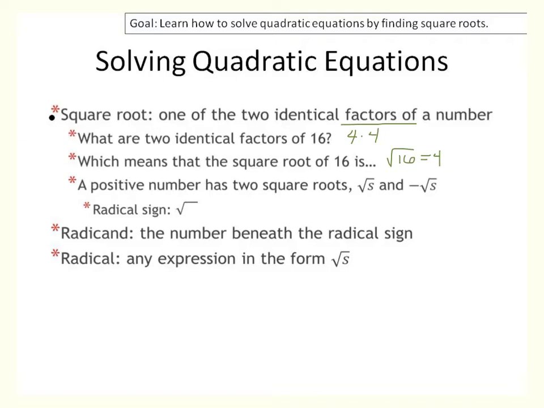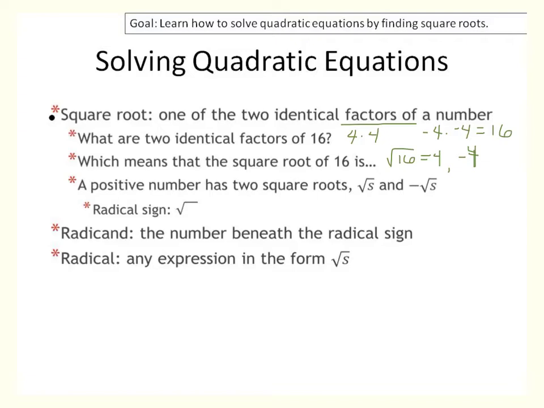A positive number has two square roots. So actually, the square root of 16 equals 4. The square root of 16 also equals negative 4, because negative 4 times negative 4 is also 16. So something to keep in mind there is that not only does a square root have a positive answer, but it also has a negative answer.